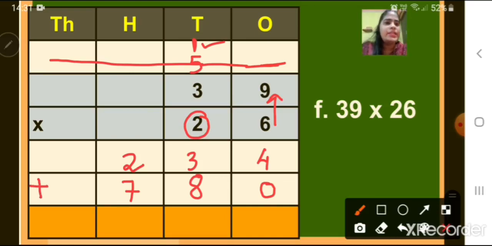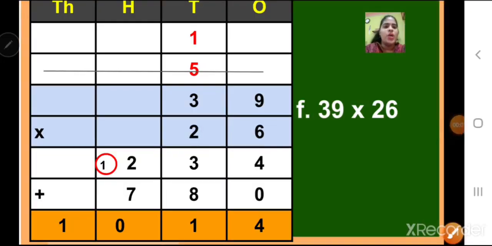Okay. So we will add here. 4 plus 0 is 4. 3 plus 8 is 11. Correct. 3 plus 8 is 11. So 1 will be carry over and 1 we will write here down. In hundreds place we have 1 plus 2, 3. 3 plus 7 is 10. So we will write here number 10. Okay. So our final answer is 1014. So 39 multiplied by 26 is 1014. Got it, children? Children, note down the answer properly.